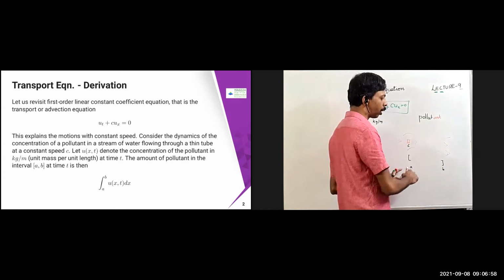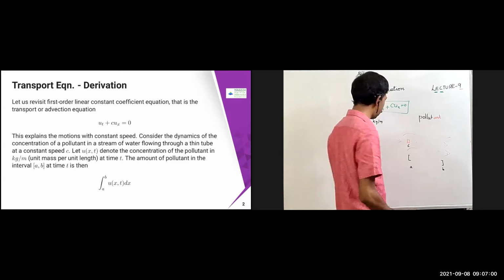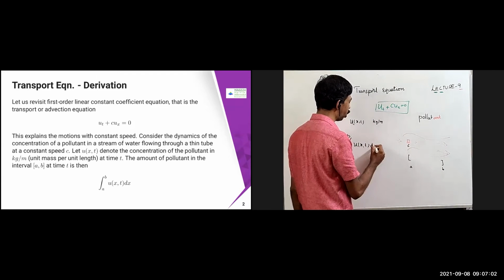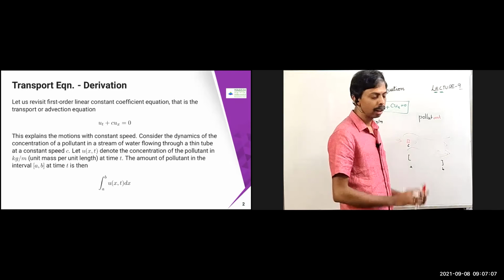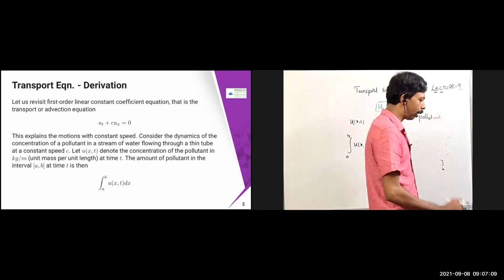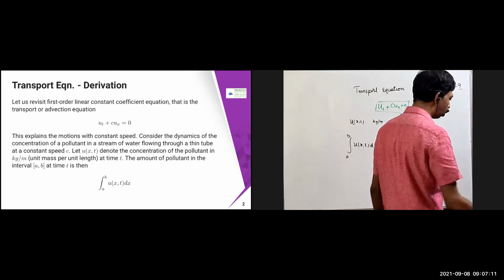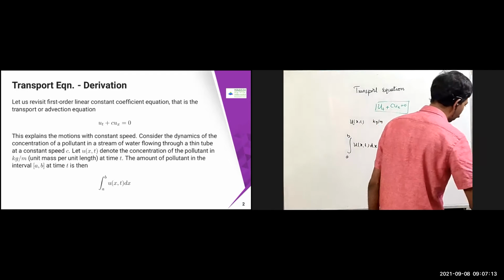Okay, pollutant in the interval a comma b at time t, which I'm going to denote. This is the space variable. Okay, a to b u of x comma t dx. I'm going to take it. So that is the pollutant in the interval a comma b. So this is the amount of pollutant in that interval at time t.